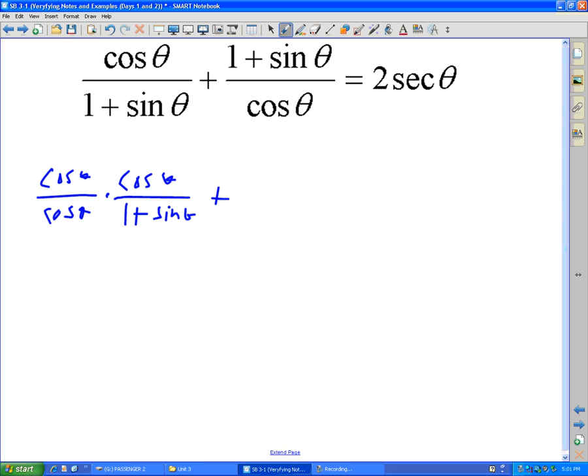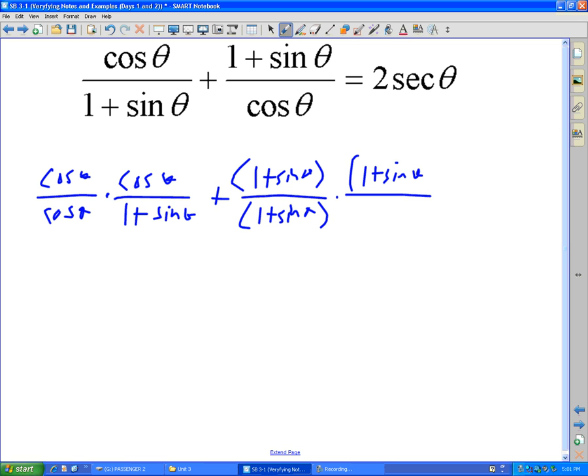And over here I need the 1 plus sine theta. So I'll multiply by 1 plus sine theta over 1 plus sine theta, times the original fraction, which was 1 plus sine theta over cosine. Notice that anytime I have binomials, I'm always putting them in parentheses because I'm getting ready to do some possible distribution. And you can't have distribution unless you have the parentheses.